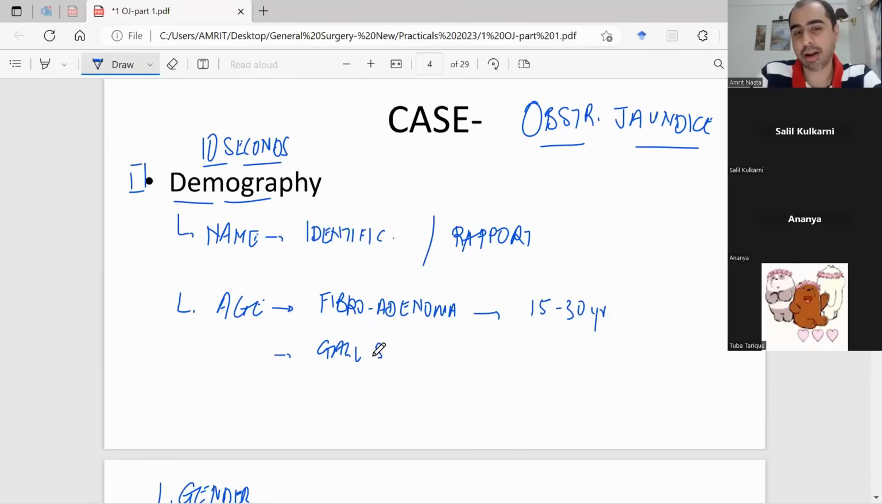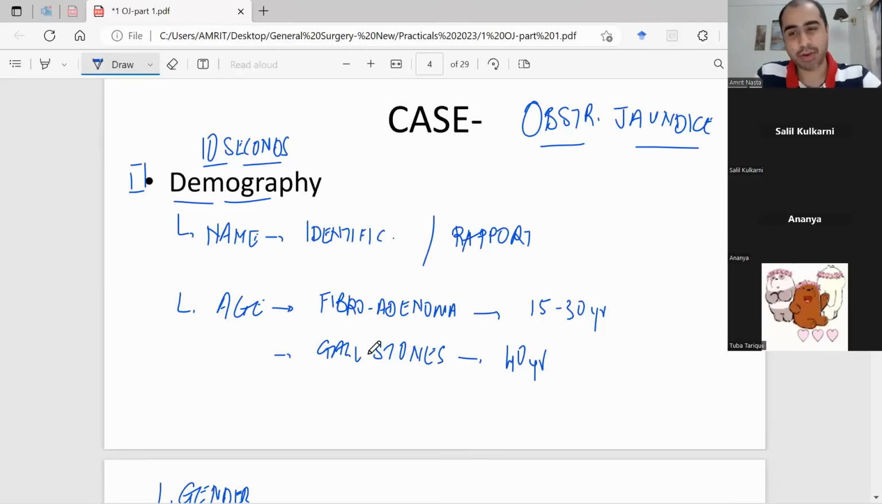Gallstones, that's the one Ananya Shetty gave. Gallstones are typically seen, the victim is a fat, fertile female of 40. So we will just put it as the age group of 30s and 40s. That's where you are going to see gallstones. Just remember these 2. You don't need to remember 1000 diseases.